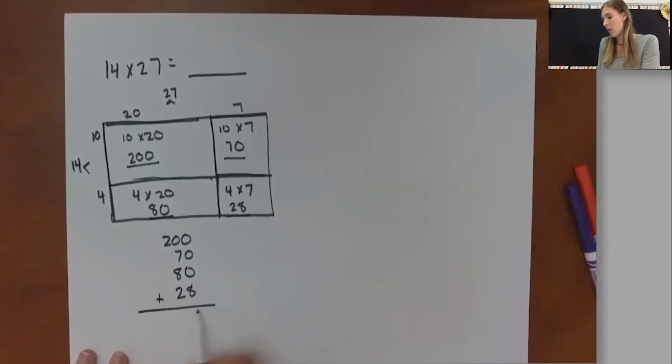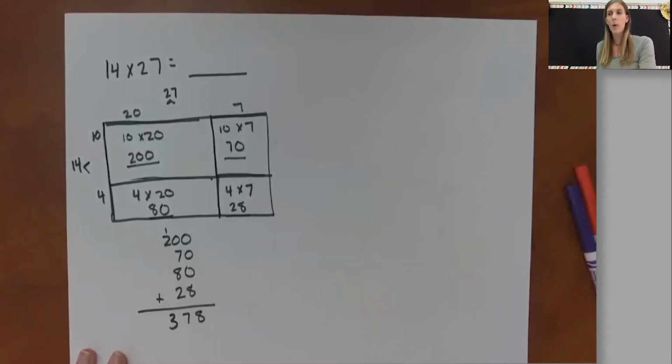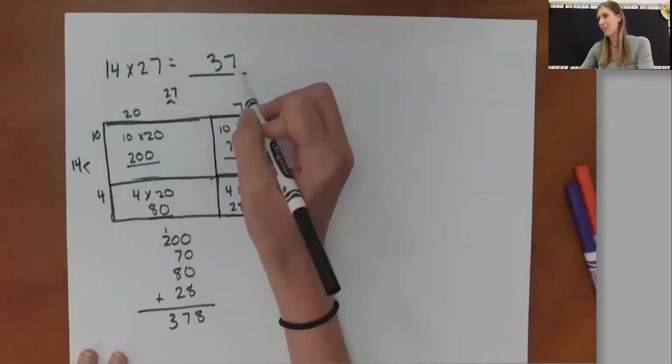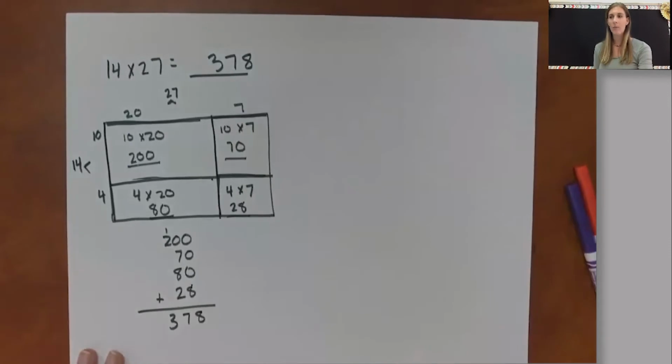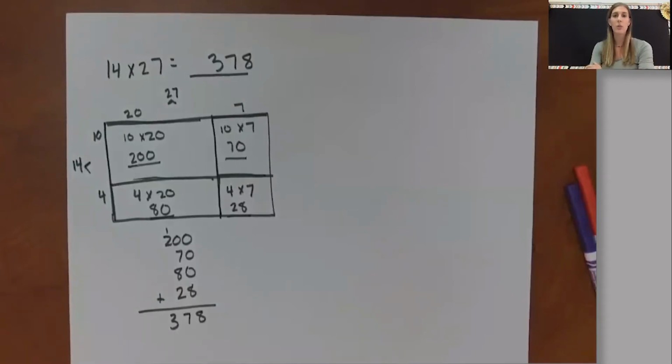And when we add all those together, we get a total product of 378. Excellent job. Area models and partial products are helpful strategies for multiplication. Today we're going to solve word problems that involve multiplication with two-digit numbers.